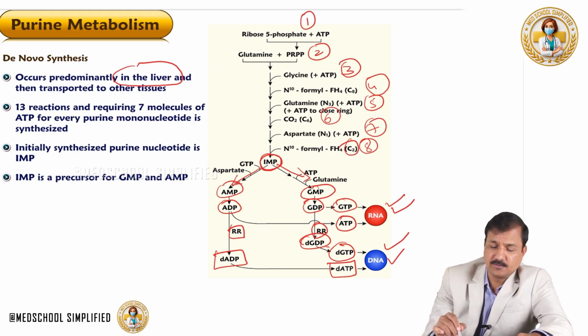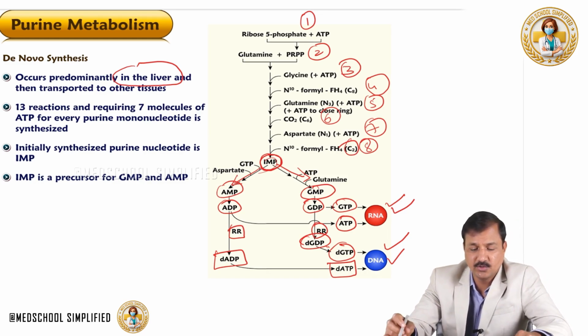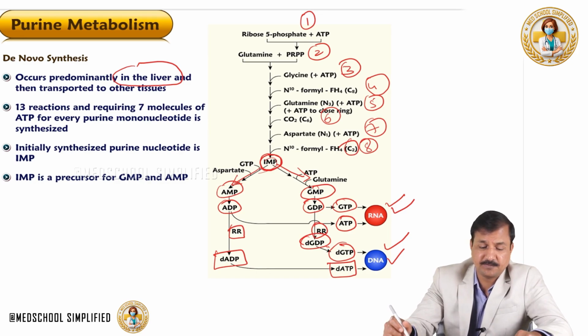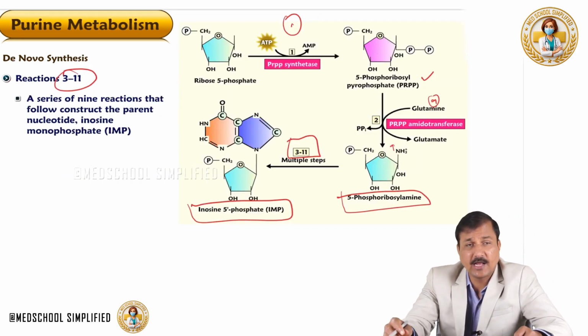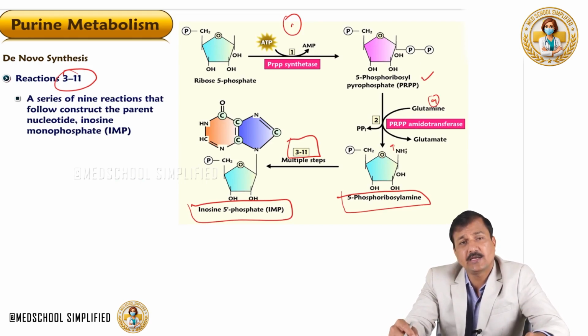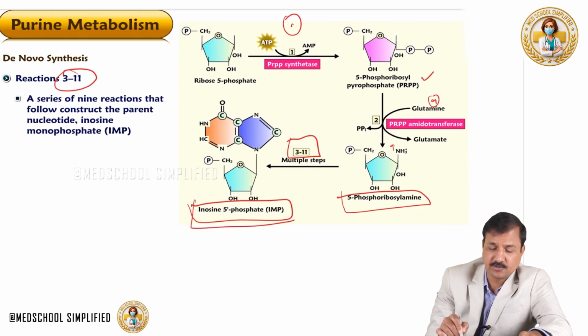And then inosine monophosphate is made, and that inosine monophosphate can go into AMP by a 2-step reaction, or inosine monophosphate can go to GMP by a 2-step reaction. So sequentially like this, each and every atom is brought in and added by reactions 3 to 11, ultimately making inosine monophosphate.